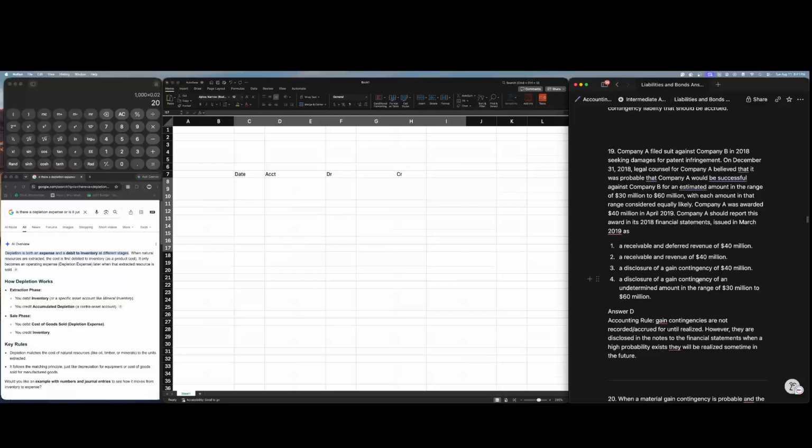Okay, so not only is there loss contingency, but there are also gain contingencies. For example, there are two sides to every coin: there's going to be a loss contingency for the company that's being sued, and then a gain contingency for the company that's suing.